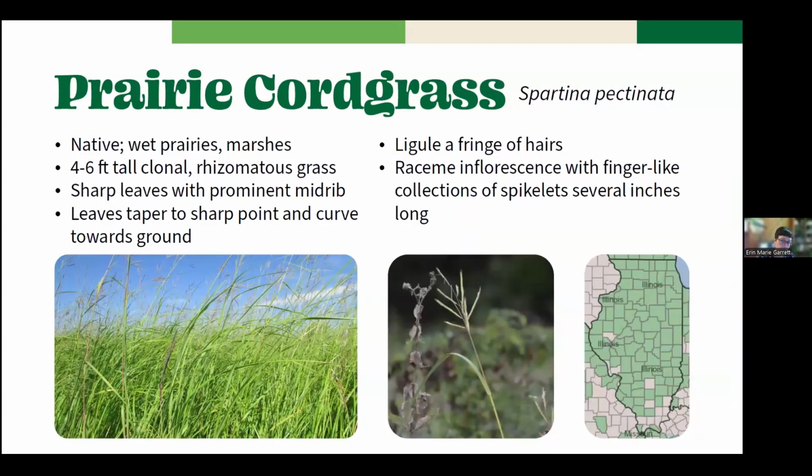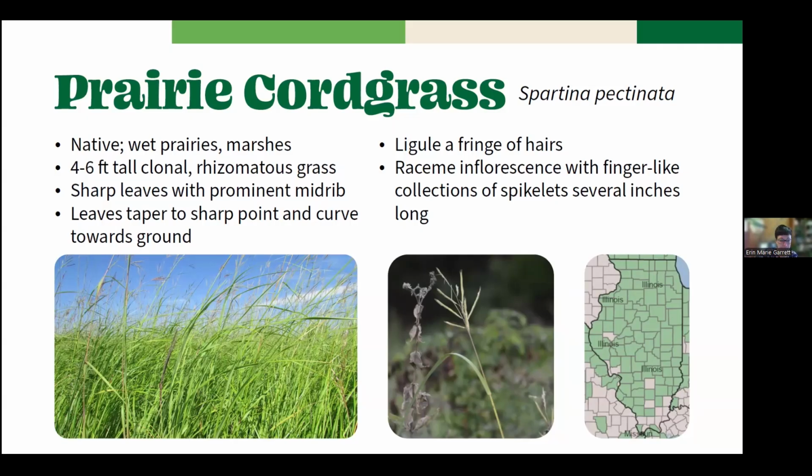Okay, moving into prairie cordgrass, which is going to be found more in a wet prairie or a marsh setting, but can be found in nearly every county in Illinois. This one is going to be a rhizomatous grass rather than a bunch grass. As we see in the picture, it can form really big colonies and spread pretty rapidly. It's going to be similar in height to our switchgrass, 4 to 6 feet, and it's another one with extremely sharp leaves. Walking through this is really fun. Even with long pants on, sometimes you can still feel it.